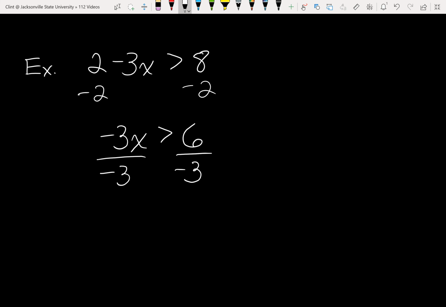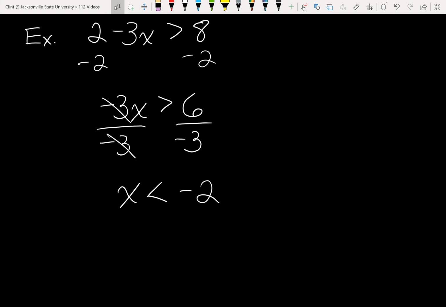The thing to remember is when we're dealing with inequalities, if we ever multiply or divide both sides by a negative number, then we're going to flip the direction of the inequality. So here, negative 3's cancel, we get x, but instead of greater than, we're going to change the direction and make it less than. And then 6 divided by negative 3, that is negative 2. So if we multiply or divide by a negative number, we flip the direction of the inequality.